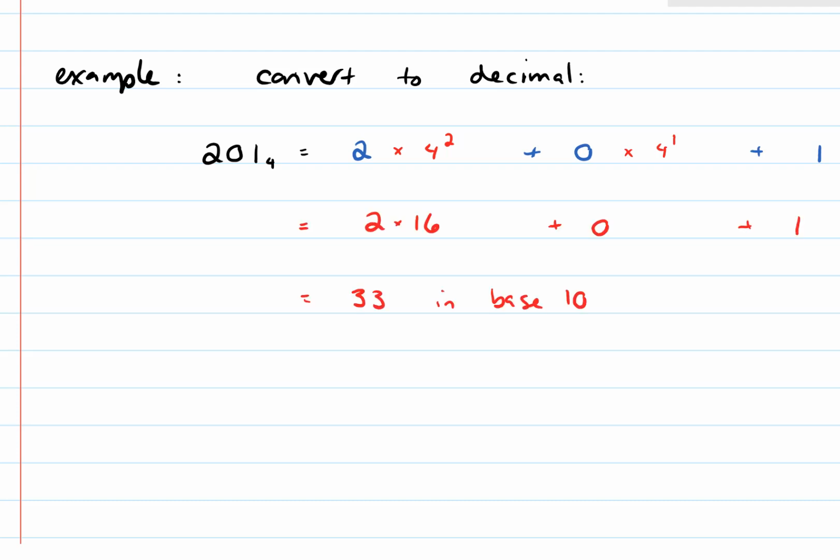So 2 times 4 squared is 2 times 16, plus 0, plus 1, gives us a total of 33 in base 10.